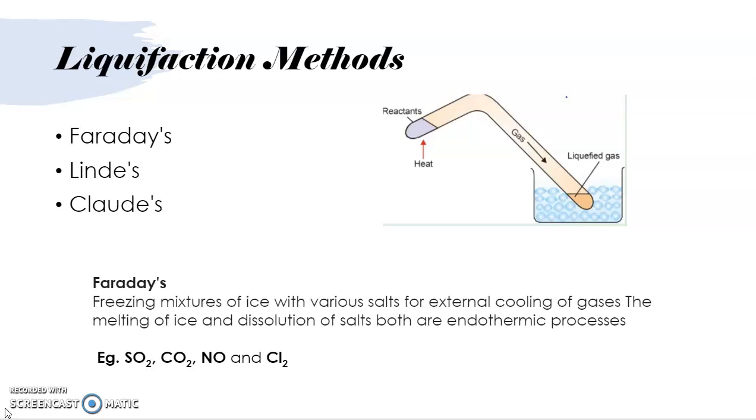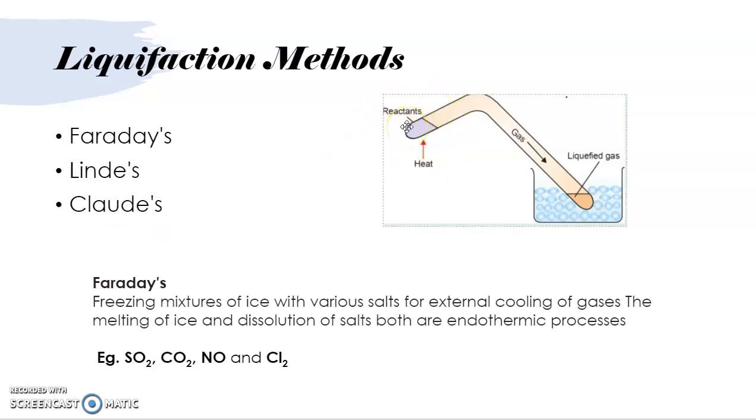These are Faraday's method, Linde's method and Claude's method. Out of these, Faraday's method is based on the simple principle that it decreases the temperature of the gas below the critical point with the help of a freezing mixture. You know that a freezing mixture of ice with various salts is used for external cooling of gases. Now these gases are produced or evolved during a chemical reaction.